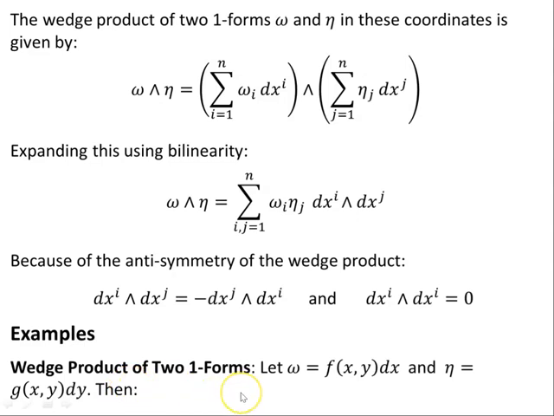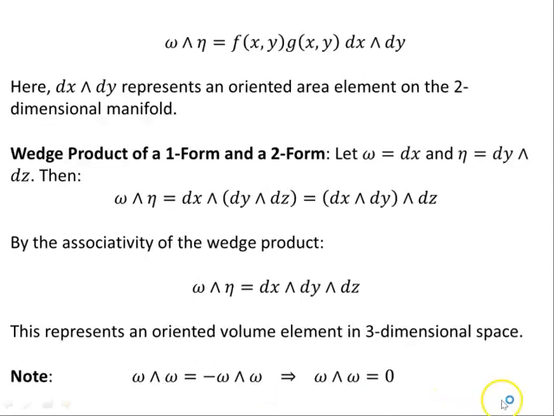So for the rest of this video, we're going to look at some examples. Let's start with the wedge product of two one forms. Let omega be f of x, y, a scalar function f, times dx, and eta be g of x, a scalar function g, times dy. Then omega wedge eta is f times g dx wedge dy. Here dx wedge dy represents an oriented element on the two-dimensional manifold. See the introduction to two forms for all that.